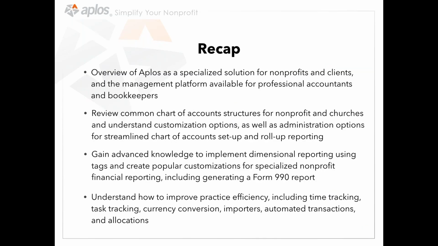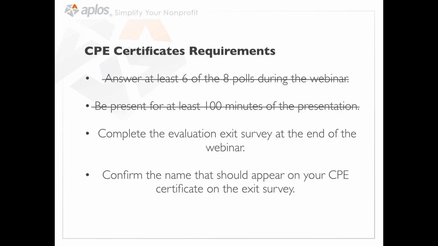But as a recap for today, what we did is we took a look at an overview of Aplos as a specialized solution for nonprofit and church clients, and the management platform available for professional accountants and bookkeepers. We reviewed some common chart of accounts structures for nonprofits and churches and looked at some customization options like tags, 990 tags, as well as some admin options for streamlined chart of accounts setup and roll-up reporting at the oversight level. We also looked at how to implement dimensional reporting using tags, creating popular customizations for specialized nonprofit reporting, including the 990 report, and then looked at how to increase and improve practice efficiency using oversight to track time, tasks, currency conversions, imports, automated transactions, and allocations.